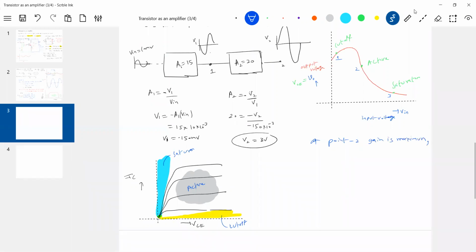Gain is maximum. So therefore, I'm going to use this particular point, and it is an active region. Sir, how can you see it's the active region? We know in the active region, VC should be half of the maximum permitted value, VCC. Look at this point. It is half of it. This is the maximum permitted value of VC, and it will be half of it. So therefore, this is the active region.